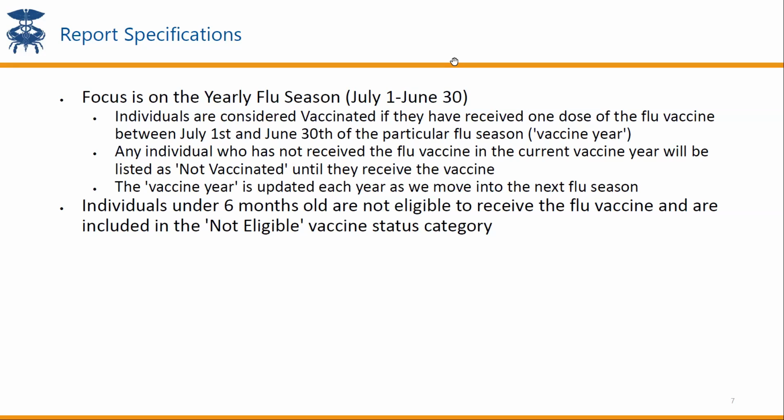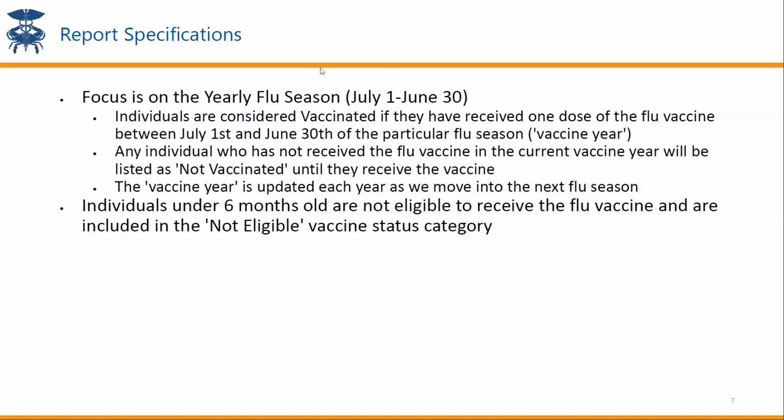Individuals are considered vaccinated if they have received one dose of the flu vaccine between July 1st and June 30th of the particular flu season, or what we call the vaccine year. Any individual who has not received the flu vaccine in the current vaccine year will be listed as not vaccinated until they receive the vaccine. The vaccine year is updated each year as we move into the next flu season.